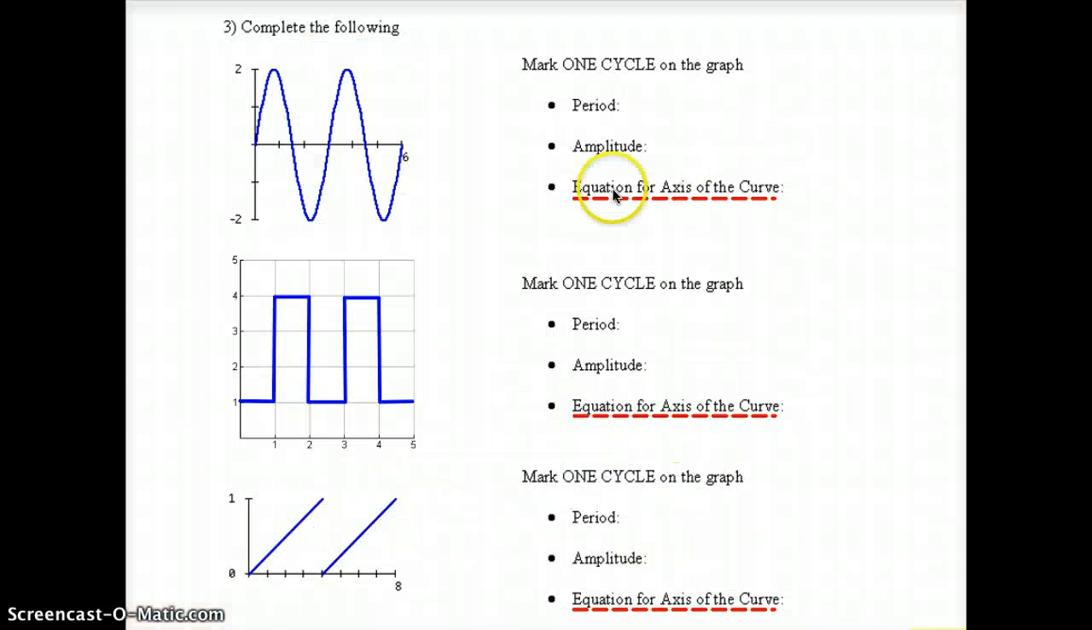So here are some examples. Let me just do a couple. Let's do this one. I have to mark one cycle on the graph. Well, that's one shape, and again, I could start it anywhere. So I'm going to do this.